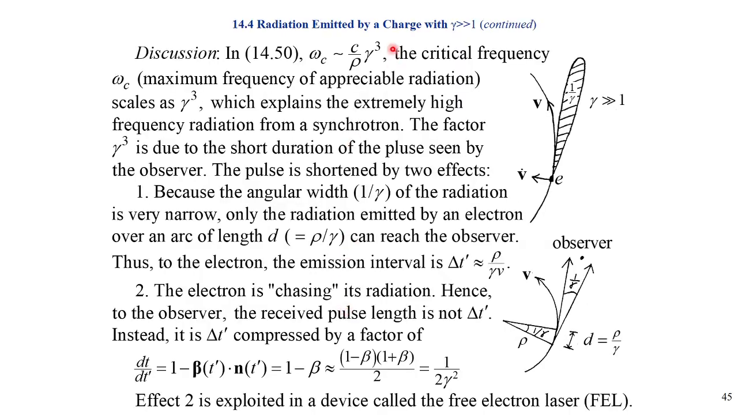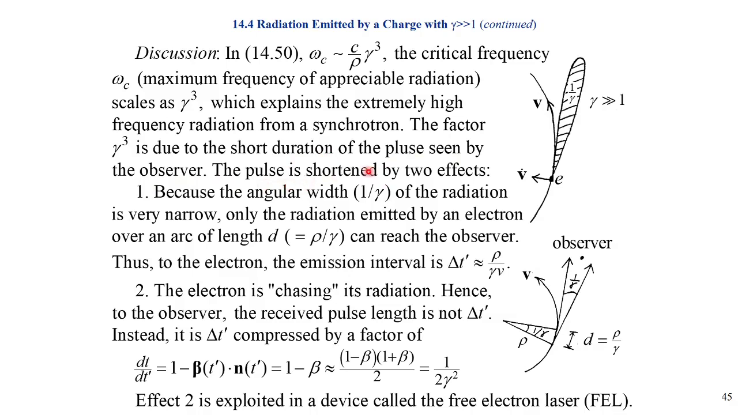So let me show you again. Omega c equals c over rho, gamma cubed. The critical frequency, omega c, means the maximum frequency of appreciable, detectable radiation, and it scales as gamma cubed, which explains the extremely high frequency radiation from a synchrotron. The factor gamma cubed is due to the short duration of the pulse seen by the observer.